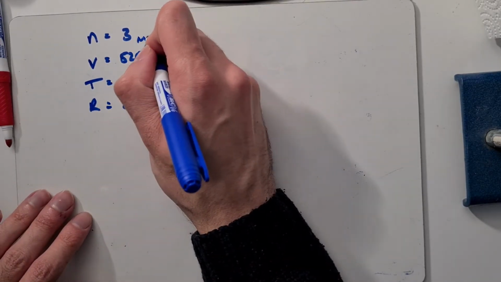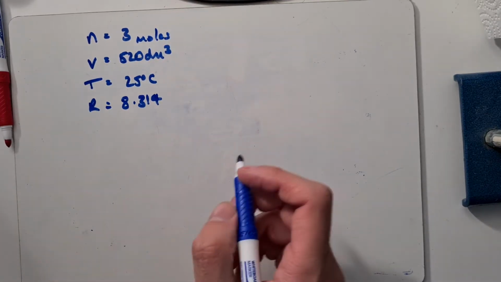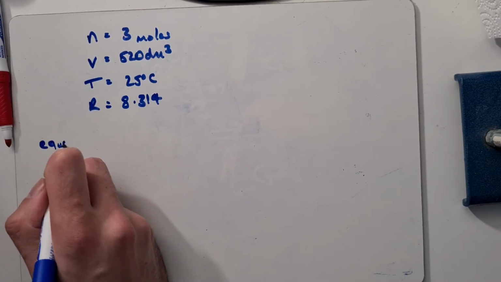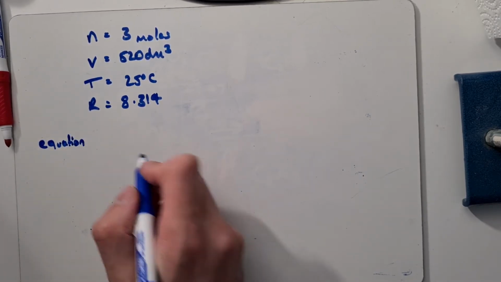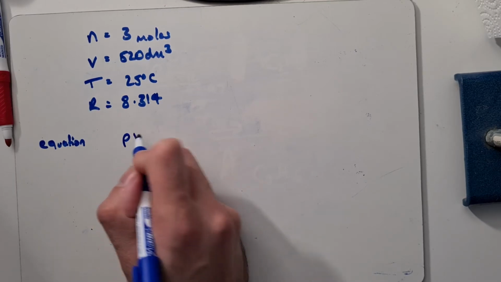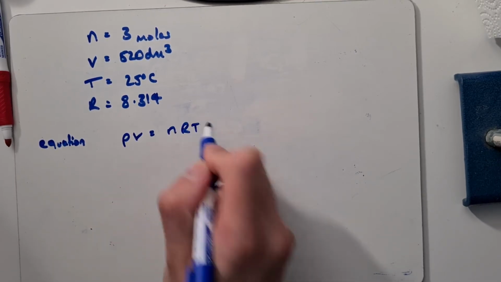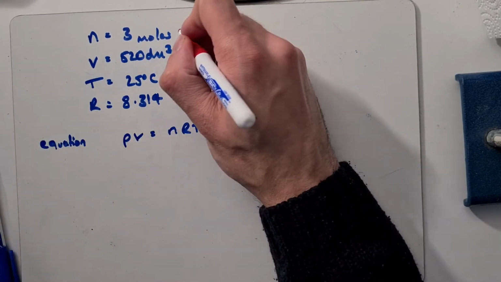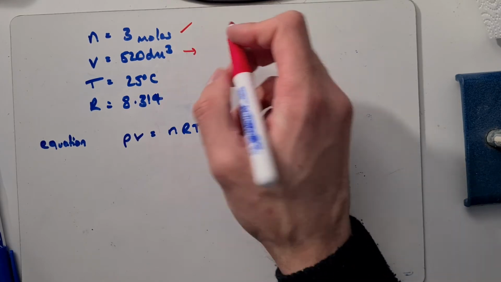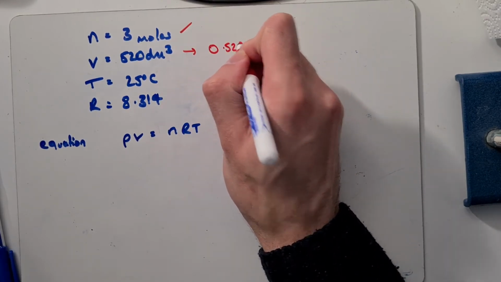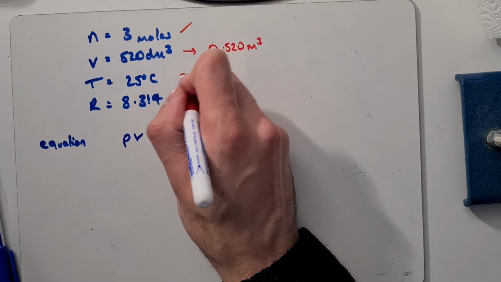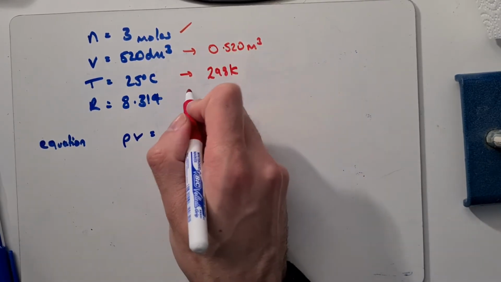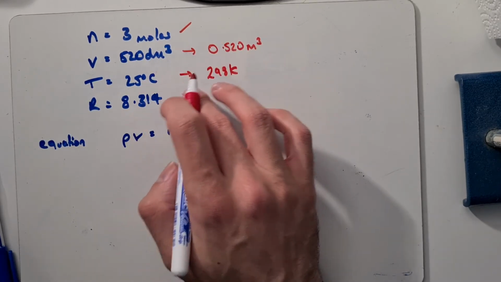So the first thing I'm going to look at on this is the units. It looks like the equation I'm going to use, if we're trying to work out pressure, is PV equals nRT. We need to look at our values first of all. We need to convert this into meters cubed, so divide it by 1,000. Temperature needs to be in Kelvin, so I'm going to turn that into 298 Kelvin. And then the gas constant's fine.